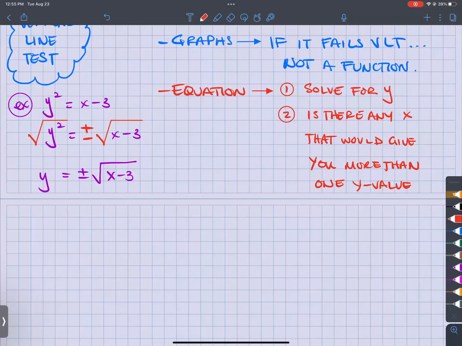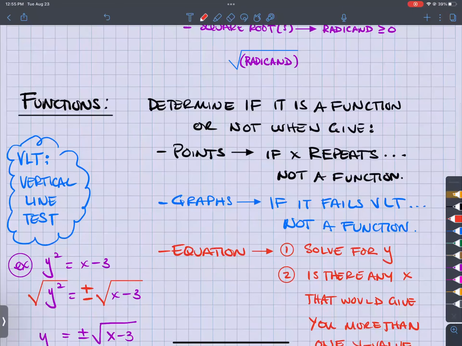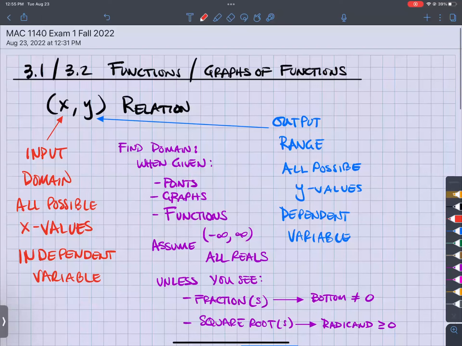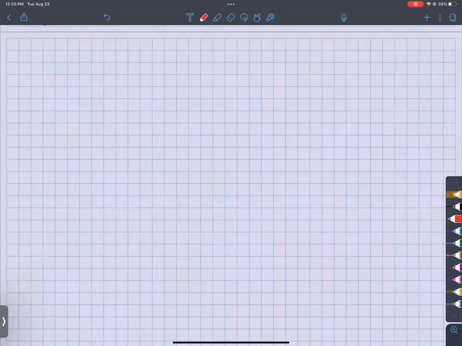Okay? Are we okay there? Oh, look at that. Perfect. One page. That will print out perfectly, beautifully. All right. Let's talk about function notation.